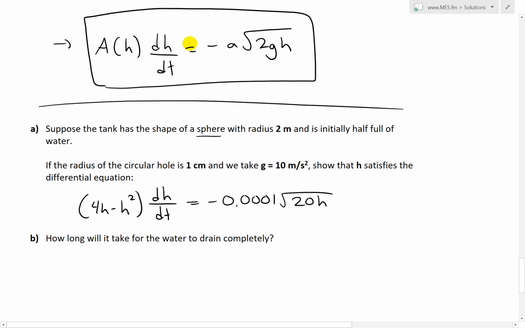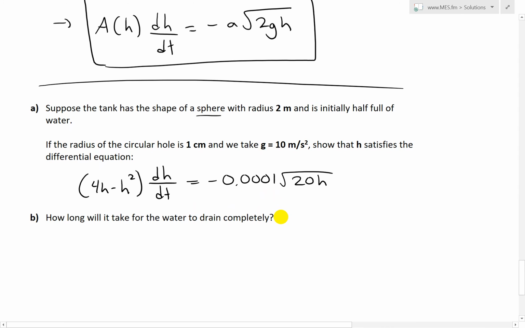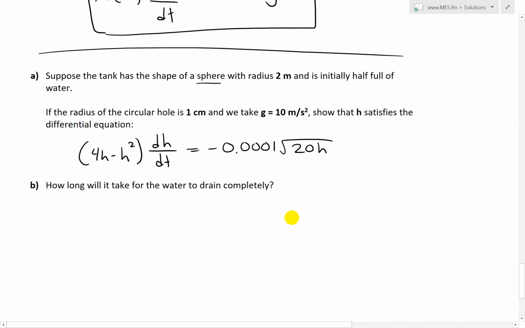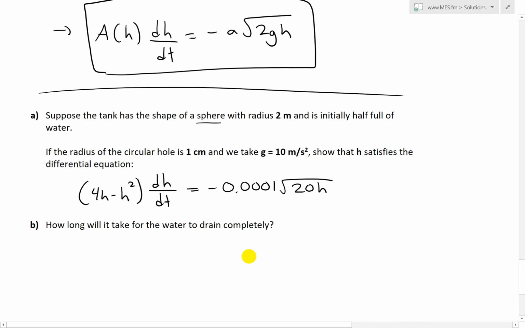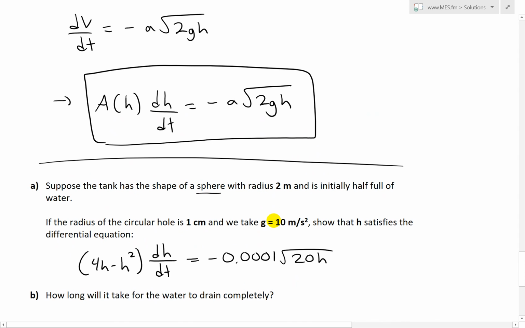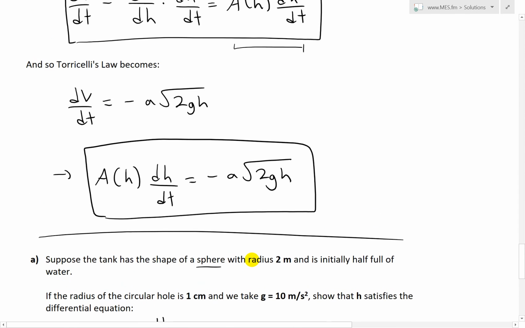And again, it looks very similar to this. Just plug it in. So just show that the values are these for this specific example. And then part B says: how long will it take for the water to drain completely? And again, I'll go over these in the next video or two based on how long it takes, because those are pretty in-depth examples.